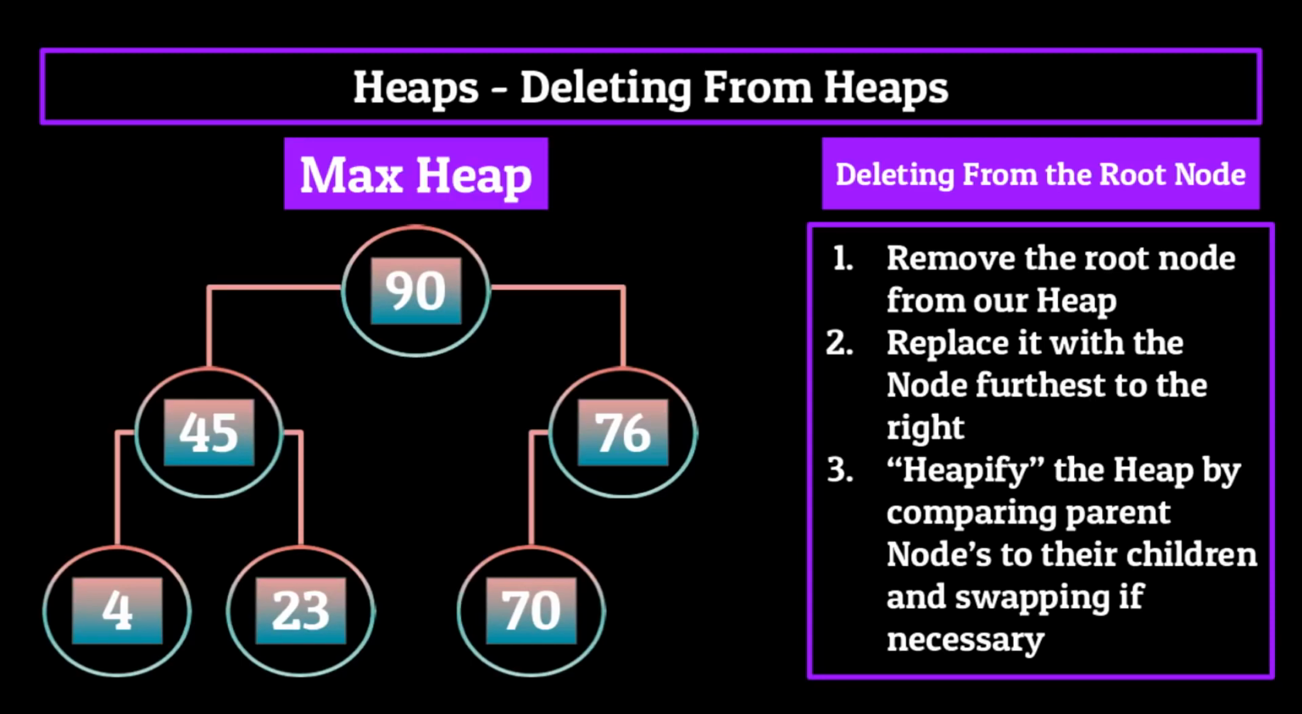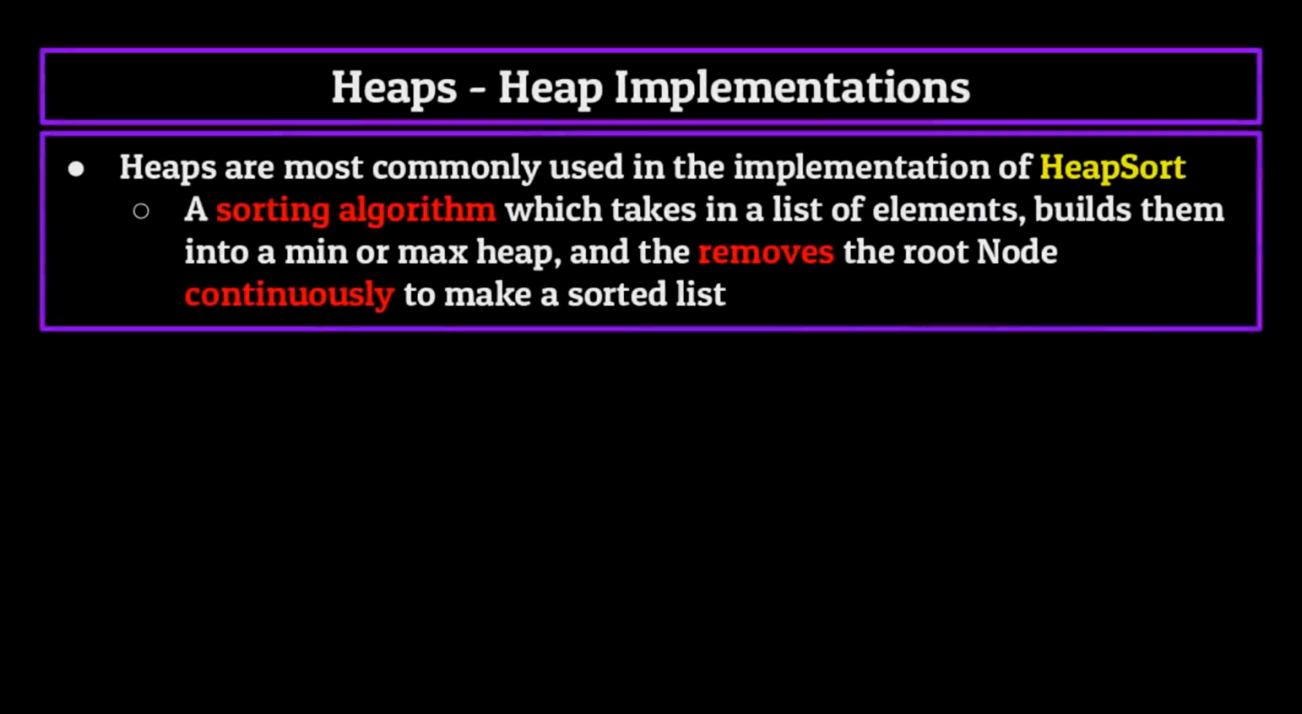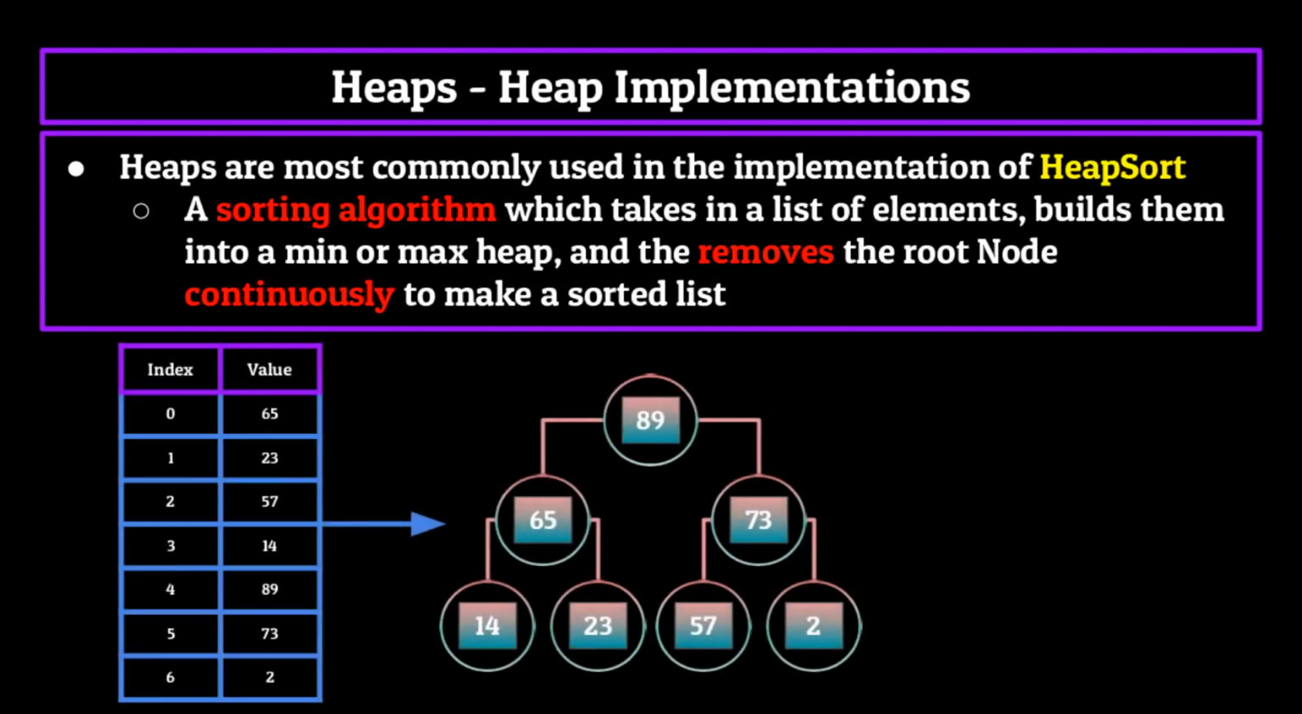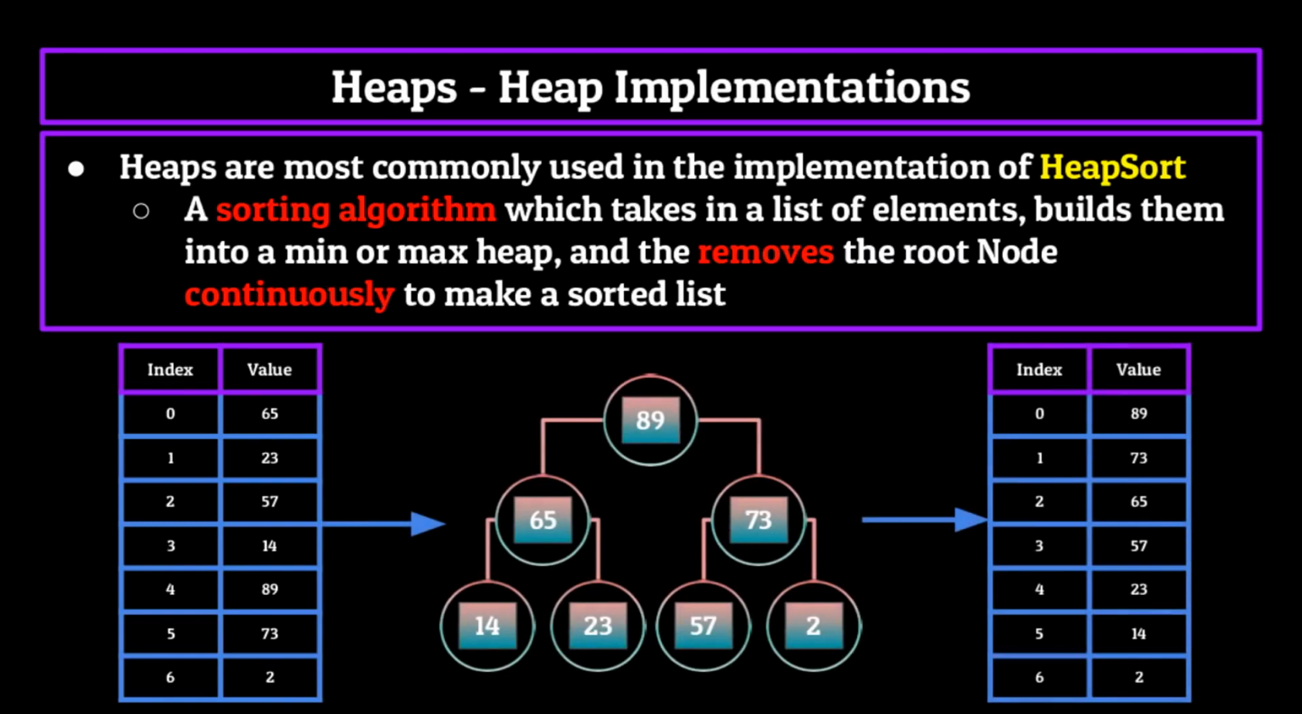Now let's talk about how we can use this to our advantage. Heaps are most commonly used in the implementation of heap sort. Heap sort is a sorting algorithm which takes in a list of elements, builds them into a min or max heap, and then removes the root node continuously to make a sorted list. Because heaps always start with the minimum or maximum value contained within them at the root node, we're able to simply remove the root node over and over again, heapifying the data structure after every pass, and after every element has been removed, we are left with a sorted list.